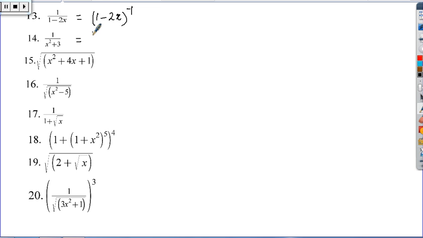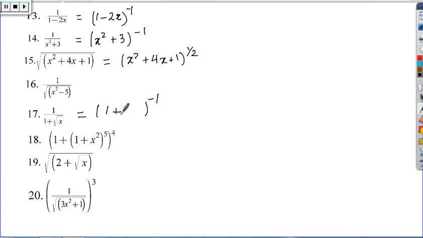In this case you will write (x squared plus 3) to the power of minus 1. This obviously will be written as (x squared plus 4x plus 1) to the power of half. And the same you should do with question 16. With question 17, be careful, it is 1 over an expression. So for the expression we can always write minus 1 to write the fraction in index form.